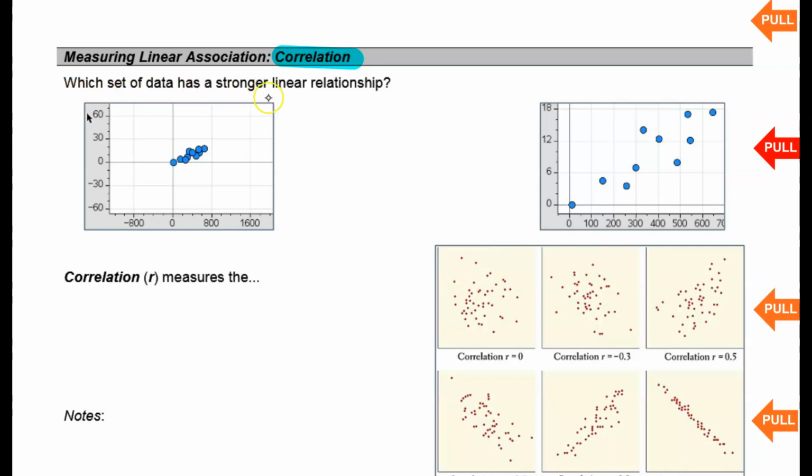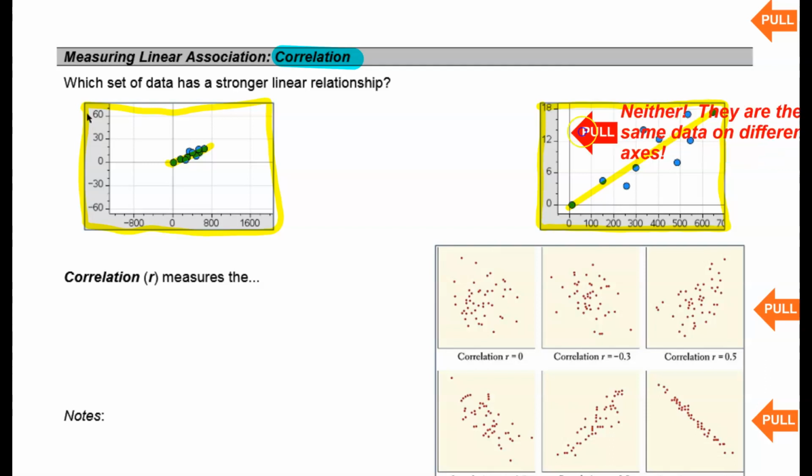Okay, so let's start off with this question. Which set of data has a stronger linear relationship? We've got a scatter plot here, which looks to be fairly linear. I mean, look at that. That's pretty tight right there on that line. And then we have this scatter plot here, which also looks linear, but there's certainly more variability in the data. Some of the points are really high above the line, some of them are fairly low.